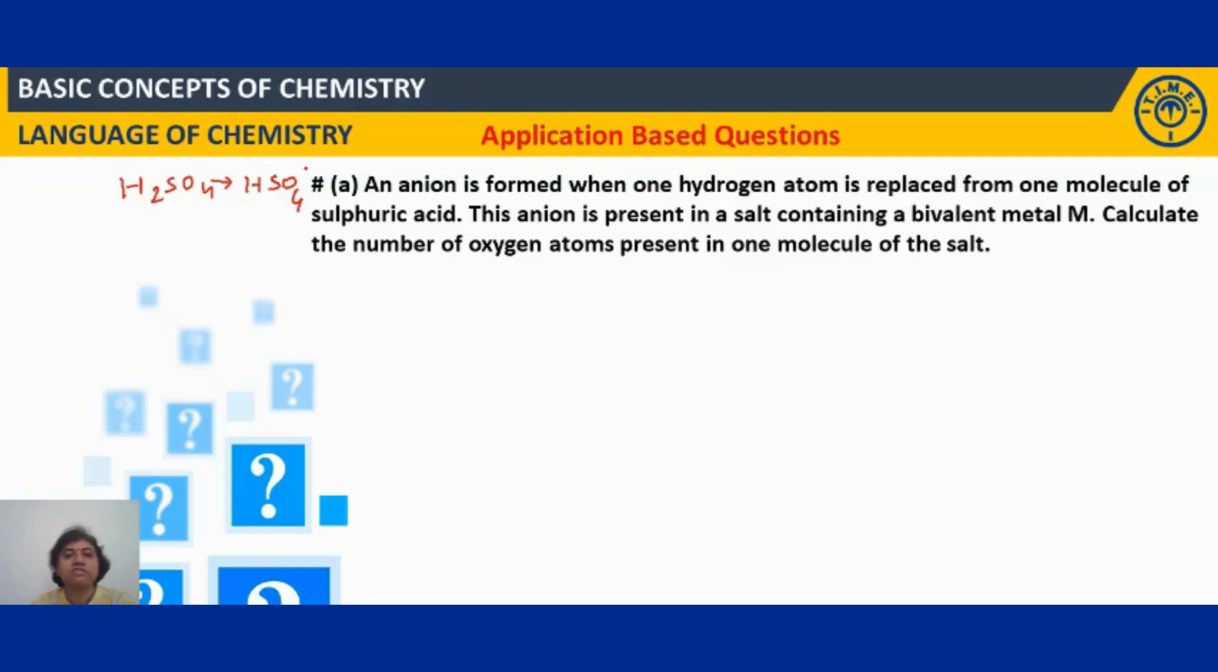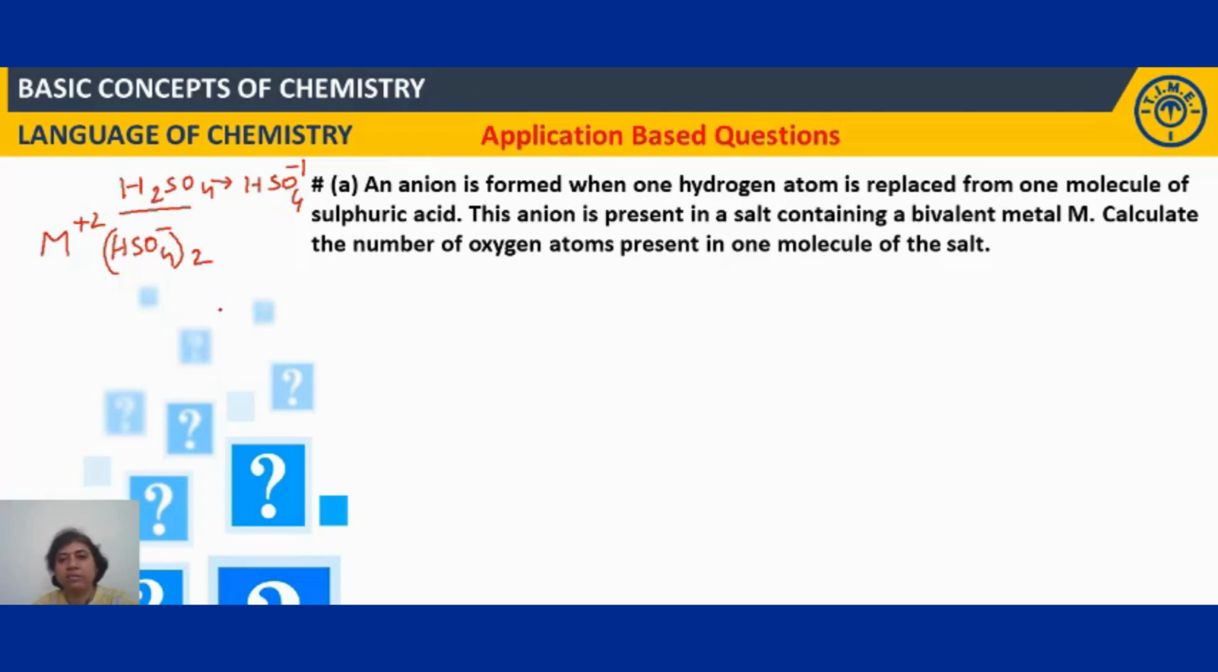HSO4, and its valency. See, the compound as a whole is neutral. So H2SO4 is neutral. When one hydrogen atom with a plus charge is removed from it, it will have a -1 charge, isn't it? So HSO4 -1. And this anion is present in a salt containing a bivalent metal M. So unknown metal M, but it is said that it is bivalent. So we can write its valency M+2, right? Now M+2 and HSO4 minus.